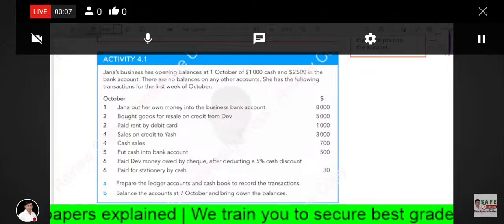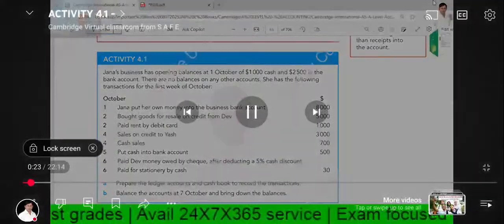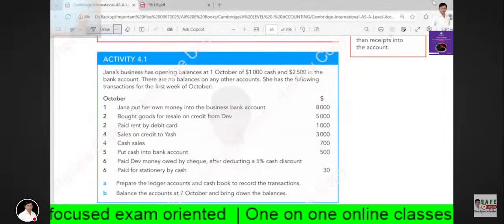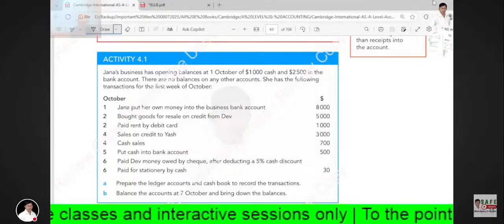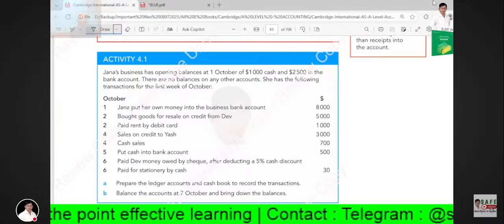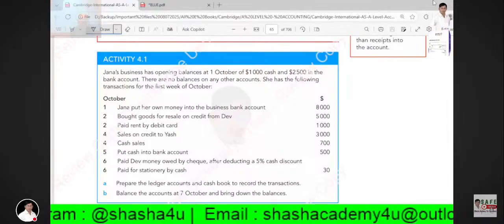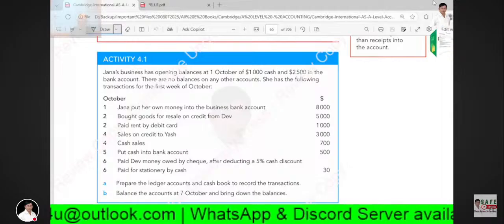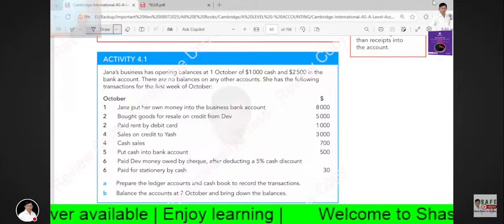Balancing the accounts. Okay. So Jana's business has opening balances at 1st October: $1,000 cash and $2,500 in the bank account. There are no balances on any other accounts. She has the following transactions for the first week of October. October 1st, Jana put her own money into the business bank account, $8,000.